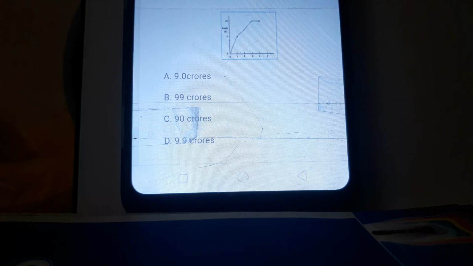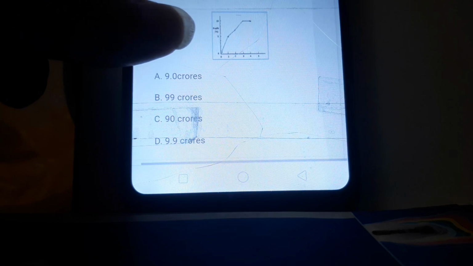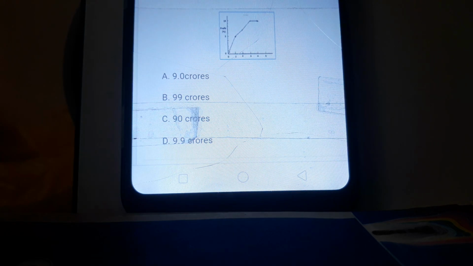Right, the cumulative profits of a company since its inception are shown in the diagram. If the net worth of the company at the end of the fourth year is 99 crores, the principal it had started with was A. 9 crores, B. 99 crores, C. 90 crores, and D. 9.9 crores. You got to figure out the answers, okay?